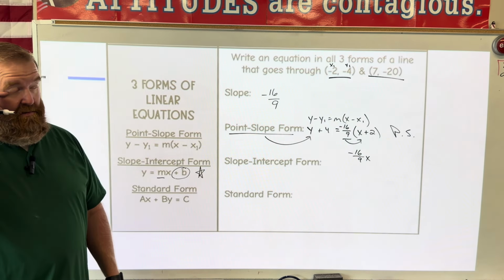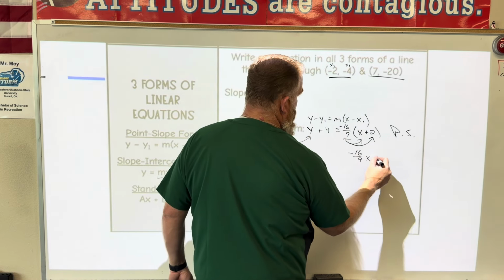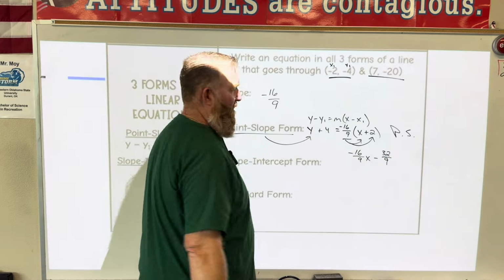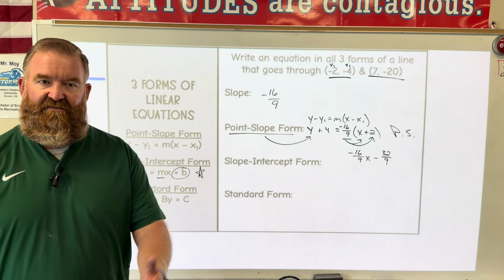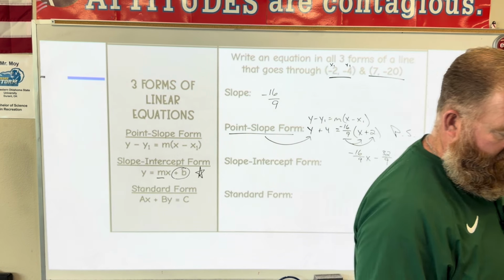Everybody good? And then negative 16 over 9 times 2 is negative 32 over 9. All I did was multiply 16 times 2, and I just left the 9 there. Everybody good?